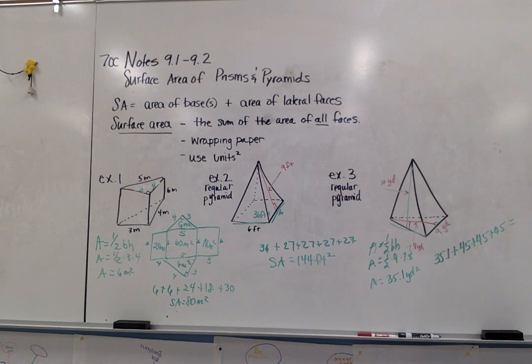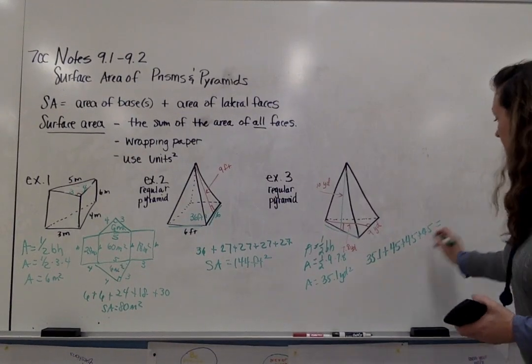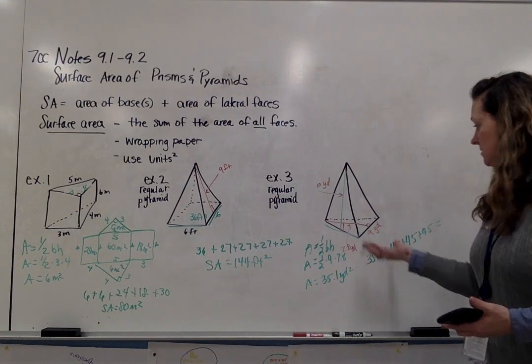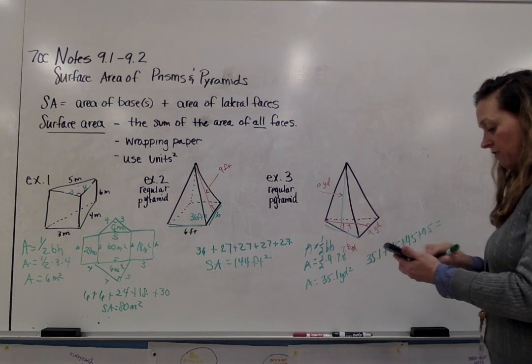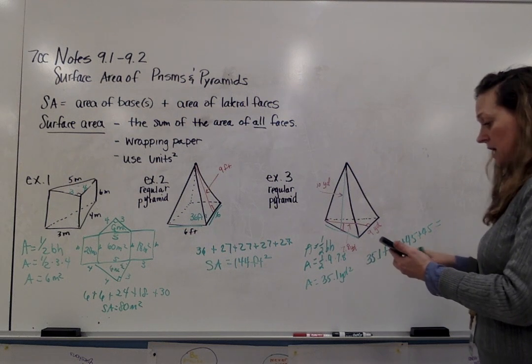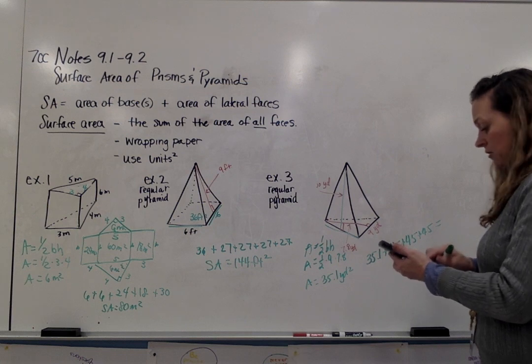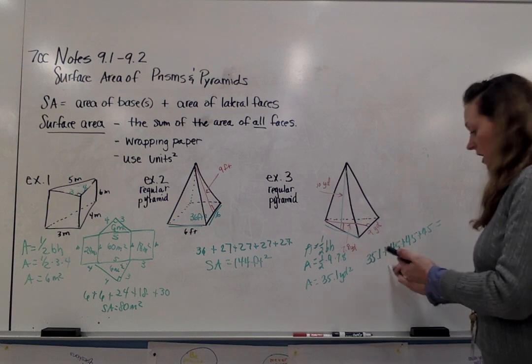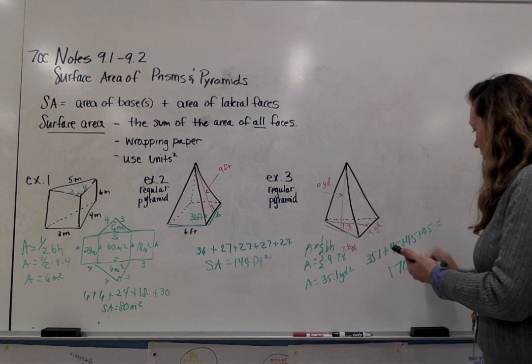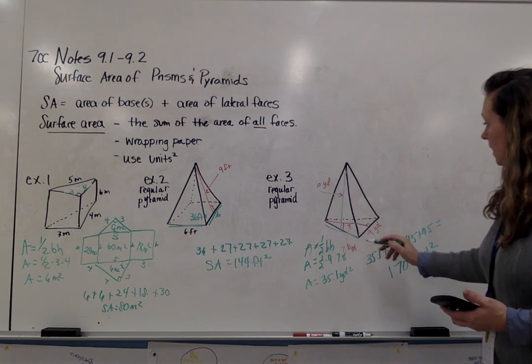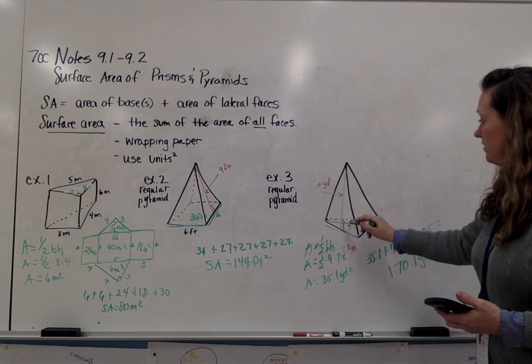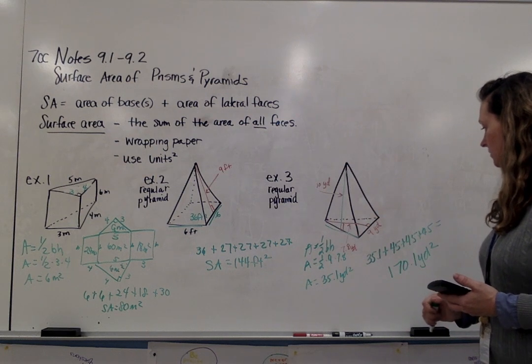Now, I end up having 4 numbers to add up because I have 4 faces, the base and then the 3 lateral sides. So I'm going to go ahead and take 45 3 times, and then I'm going to add on my 35.1 for an answer of 170.1 yards squared. Making sure that as I'm looking for the height of a triangle, I'm looking at the right angles.